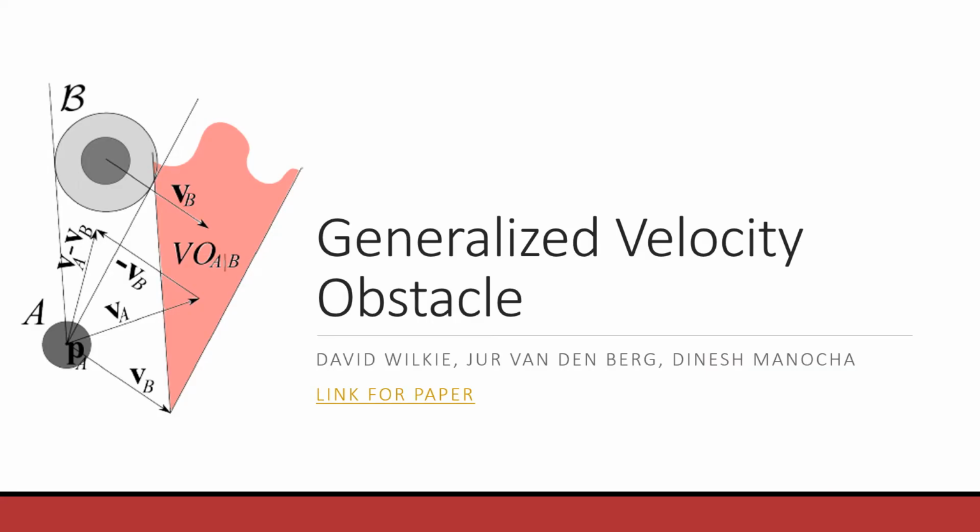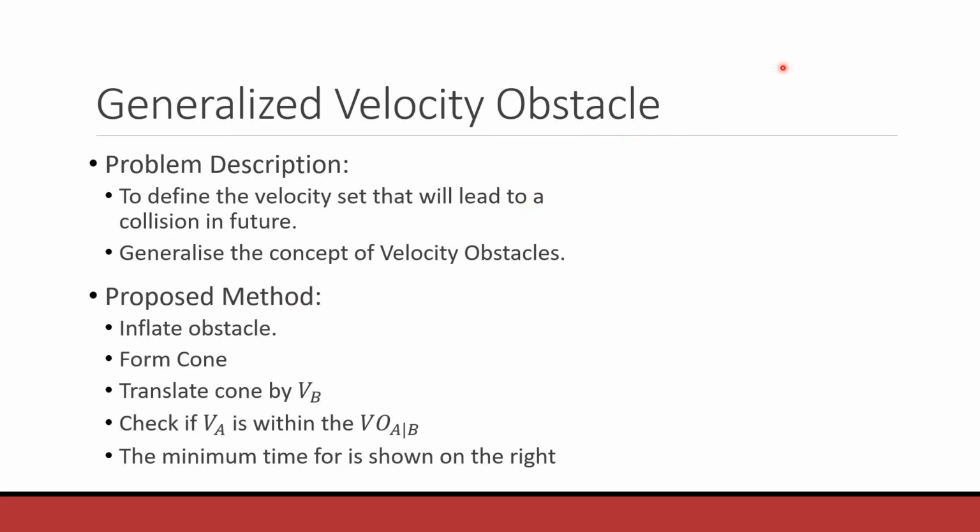The first paper we're going to look at is the generalized velocity obstacle. In this, the author tackles the issue of dynamic collision avoidance for cars. So let's understand the problem description. The goal here is to define a velocity obstacle, that is basically the set of velocity inputs that would lead to a collision. Next, it is to generalize this concept of velocity obstacle and extend it to non-holonomic robots.